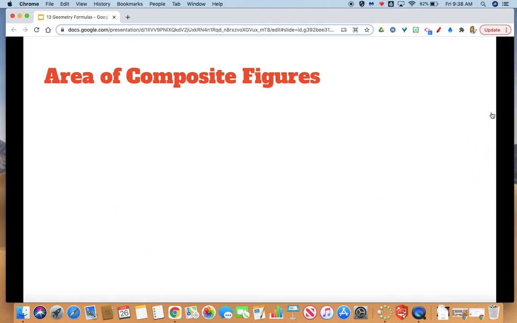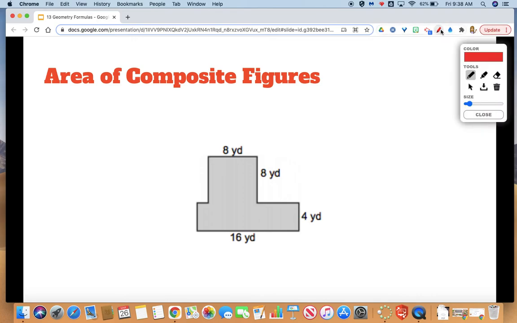My last type of skill is area of composite figures. This is when we merge two figures together and have to find the total figure's area. You're going to want to draw lines to help you separate these into shapes that we're already familiar with finding area of. For example, on this composite figure, I could draw a horizontal line, and now I have a square and a rectangle that I'm pretty confident with finding area of.